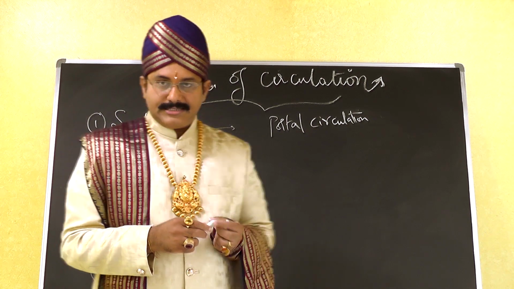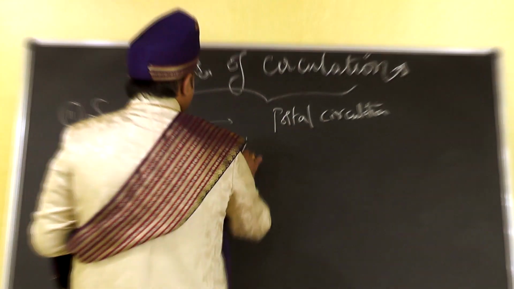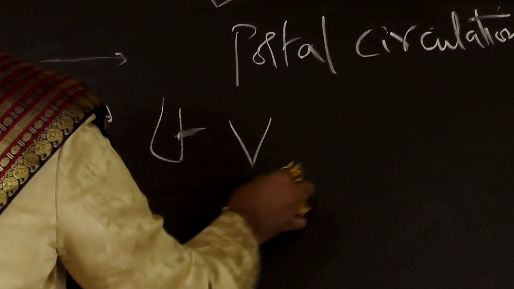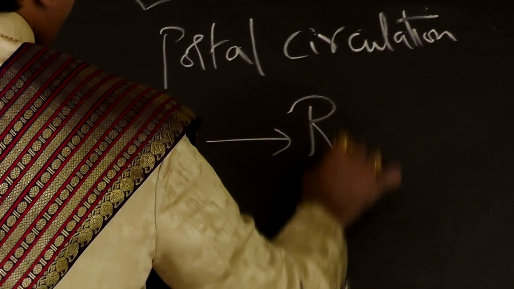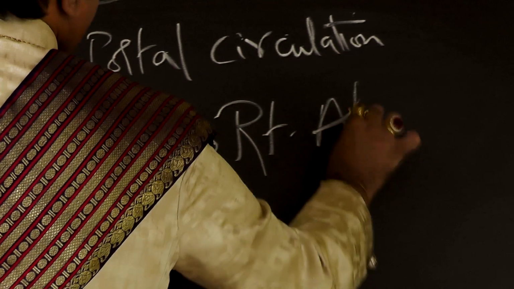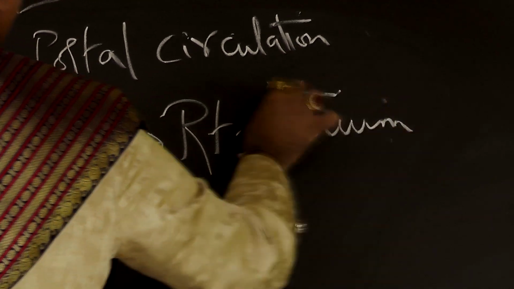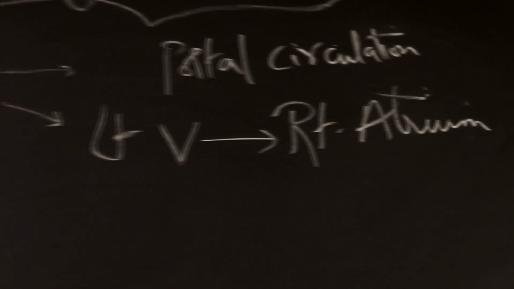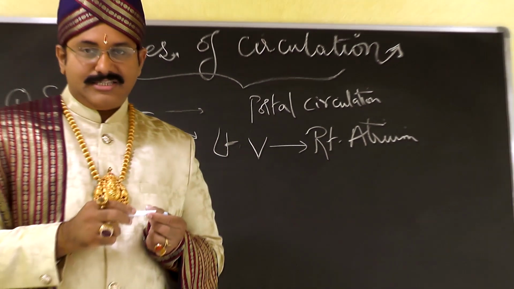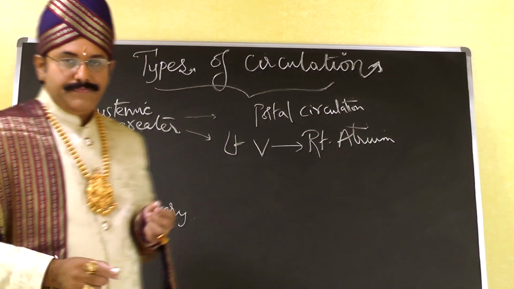The blood is traveling from the left side of the heart, that is left ventricle, to the right atrium of the heart after traveling the entire body. So this is called systemic circulation or greater circulation.